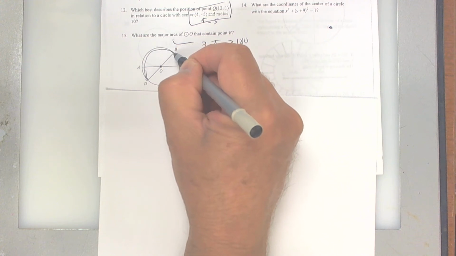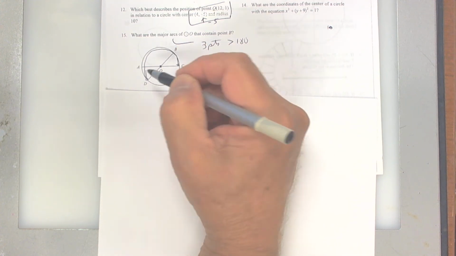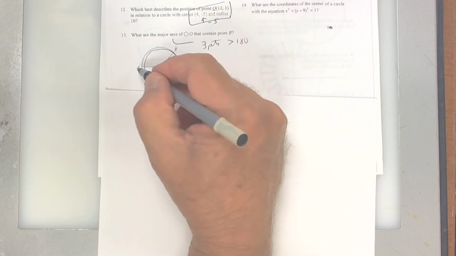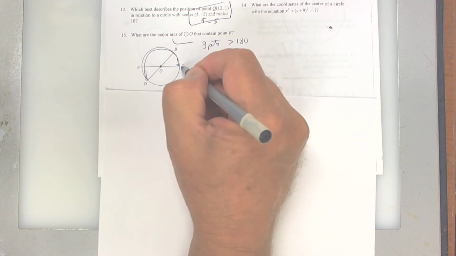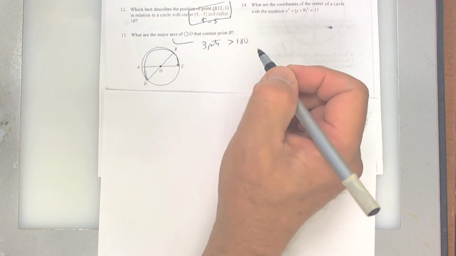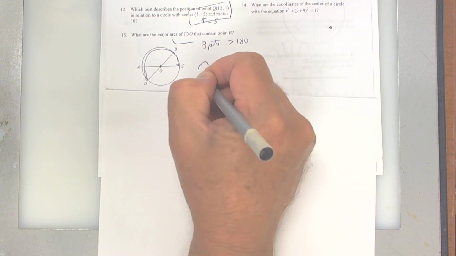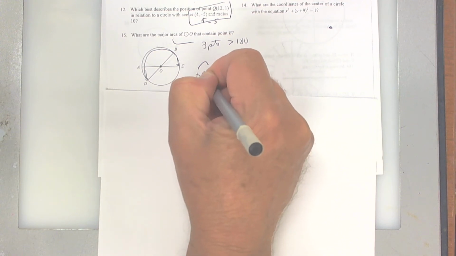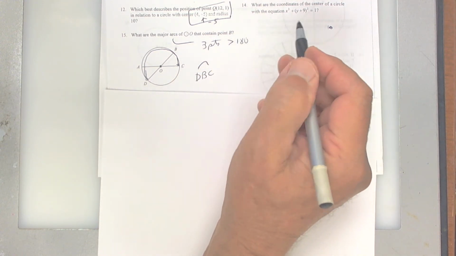D, B, C is a major arc because it's bigger than 180. AC is a diameter. All right, so arc DBC is a major arc. And then there are more. You can look at the answers.